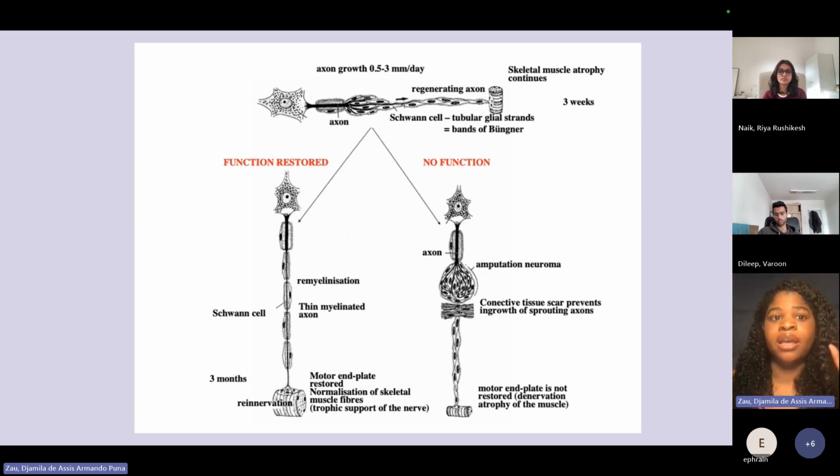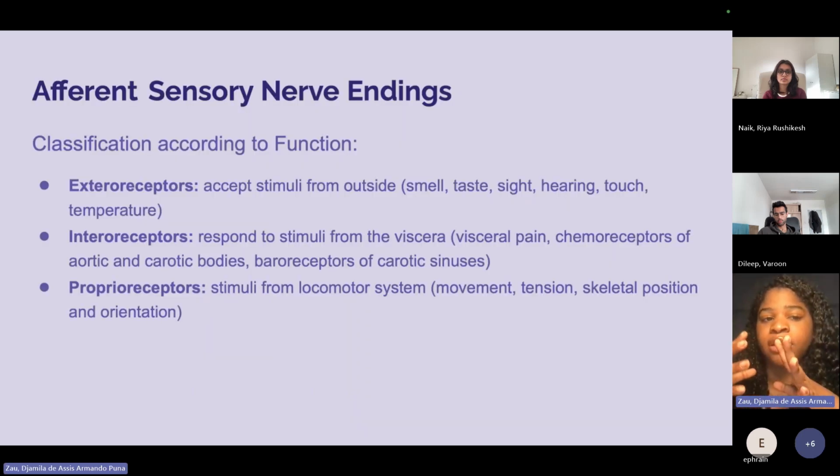Sensory neurons, we have what are known as the sensory nerve endings. What are they connected to? So we can classify what they're connected to according to their function. So you have sensory nerves that are connected to exteroceptors, and these exteroceptors are the receptors that accept stimuli from the outside. So they're the ones that are going to tell you what you're smelling, what you're tasting, what you're seeing, what you're hearing. All of these things are information that's processed by your sensory nerves and taken to your brain.